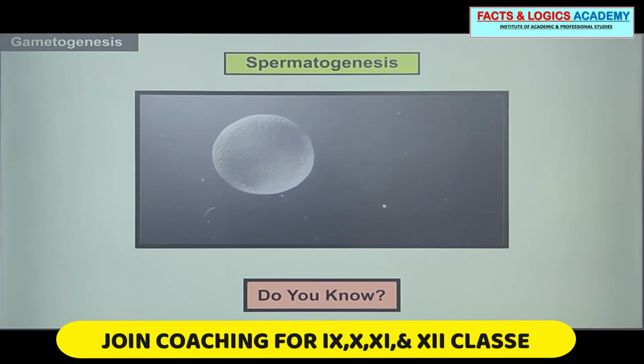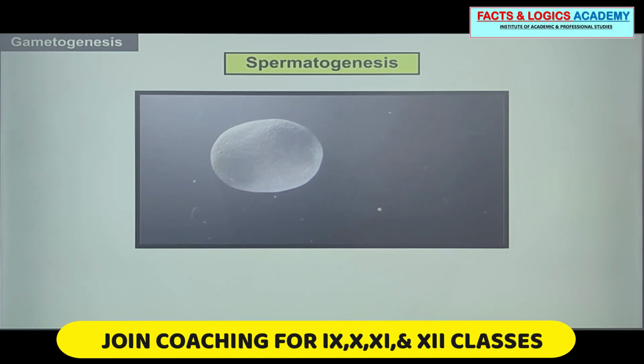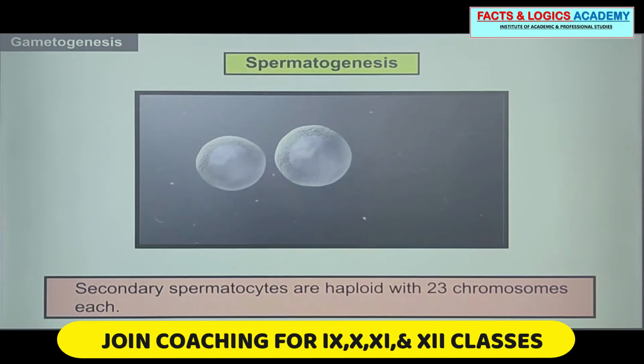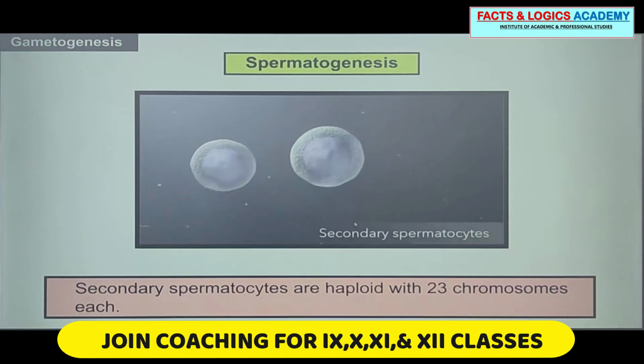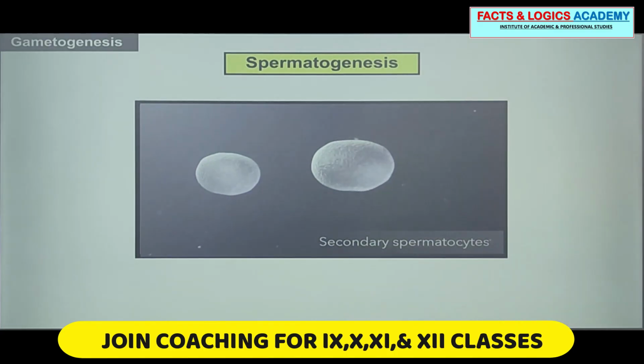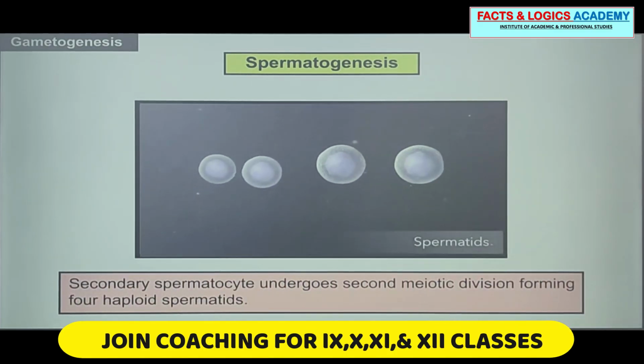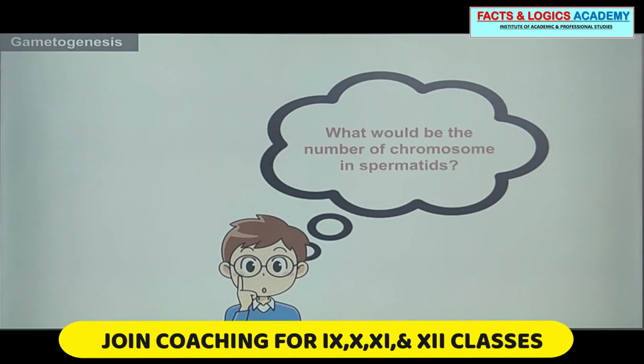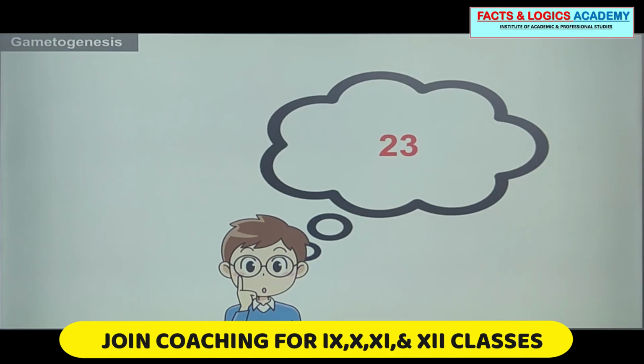Do you know meiosis is a reductional division? Well, yes. After meiosis, the chromosome number is reduced to half. So the secondary spermatocytes are haploid with 23 chromosomes each. Now, a second meiotic division takes place in the secondary spermatocyte and 4 equal haploid spermatids are formed. Can you guess what would be the number of chromosomes in the spermatids? Yes, you guessed it right. It would be 23 because meiosis 2 is an equational division.